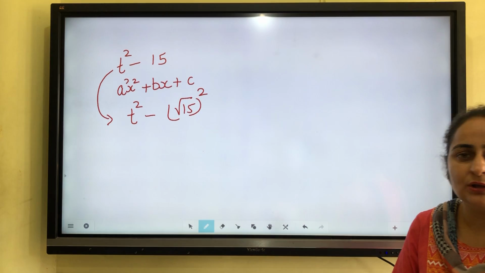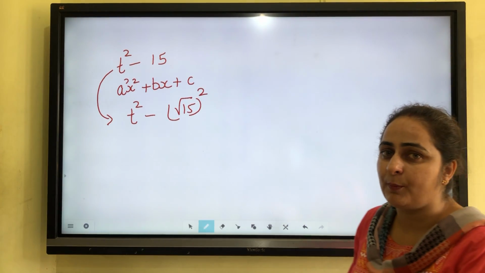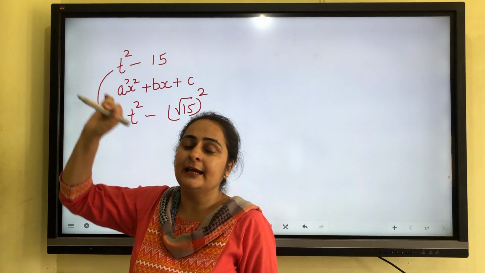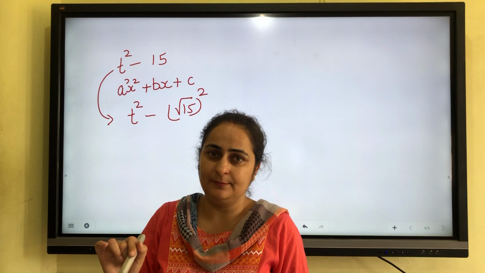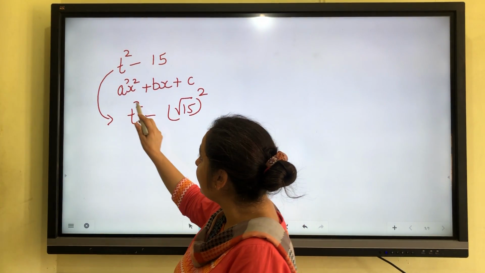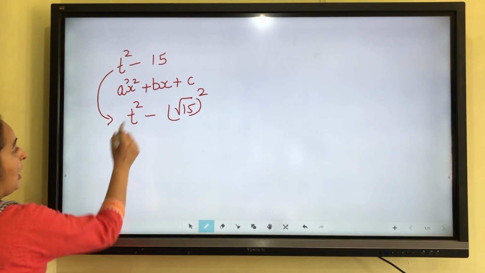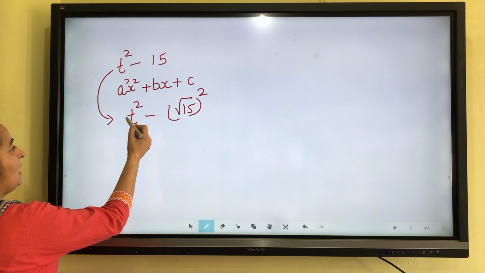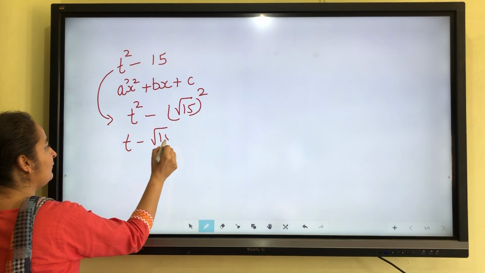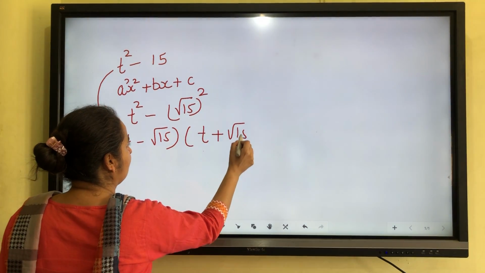Here, how many values of t are possible? That depends upon the degree of the polynomial. This is a polynomial because this is an expression in terms of t only. Therefore, how many zeros are possible here? The degree is 2. Therefore, we are able to find the two zeros. And how will you calculate? That is by using the formula a square minus b square, that is t minus under root 15 and t plus under root 15.